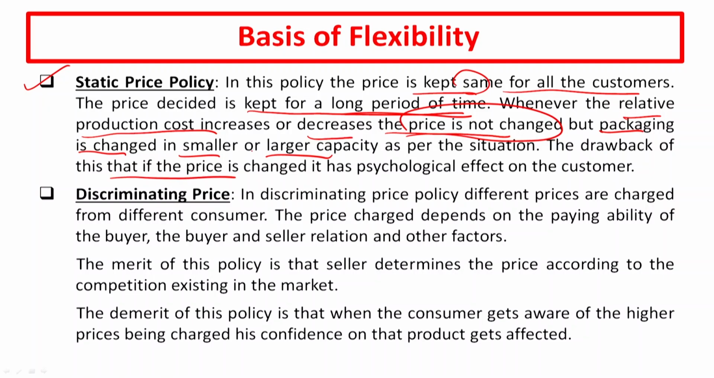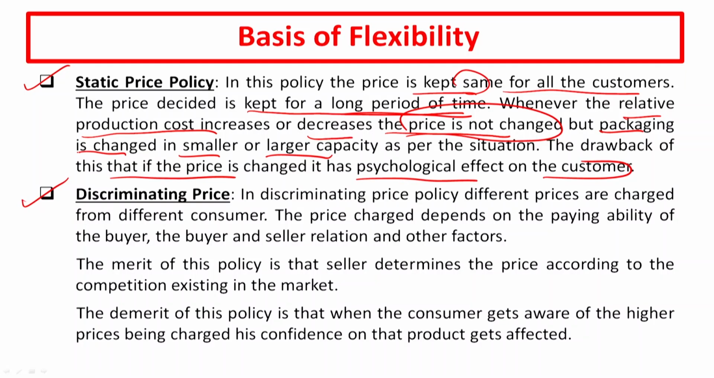The best example you can take up is of Uncle Chips or other kinds of chips. The price, that is 10 rupees, is kept for a longer duration of time. The quantity in the chips has been changing, but the price has been kept constant. The drawback is that if the price is changed, it has a psychological impact on the customer. Whenever there is a change in the price of the chips, there is a psychological impact on the consumer. So in static price policy, the price is normally kept constant, but when it is changed, it has an impact on the psyche of the customer or consumer.